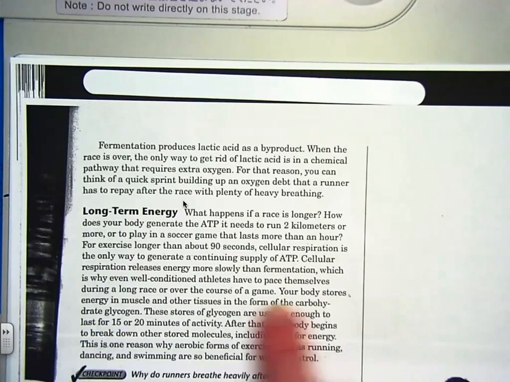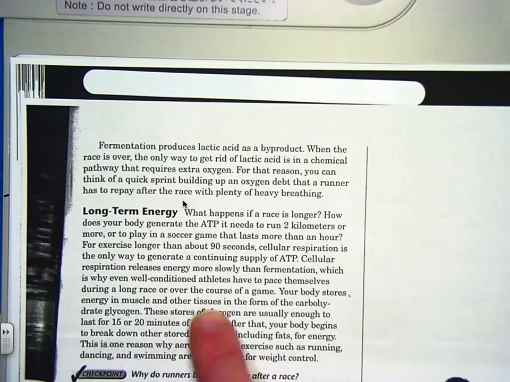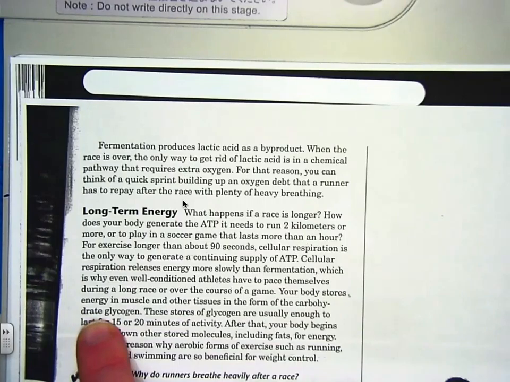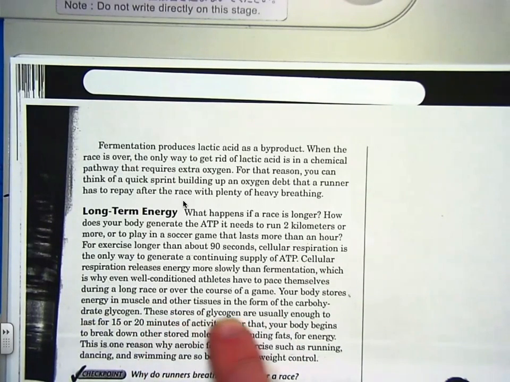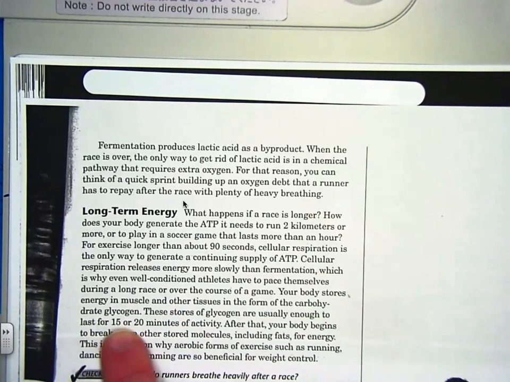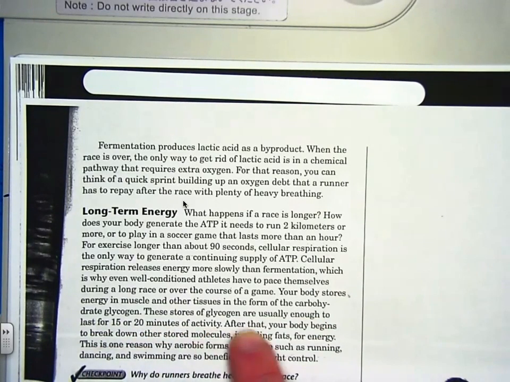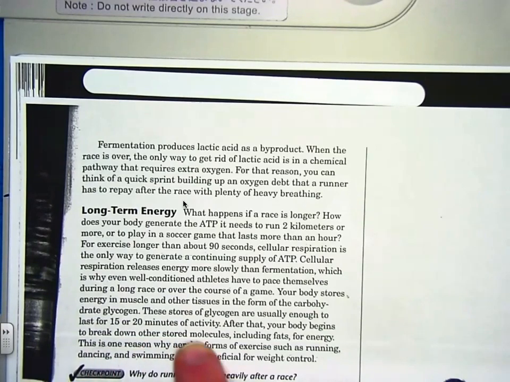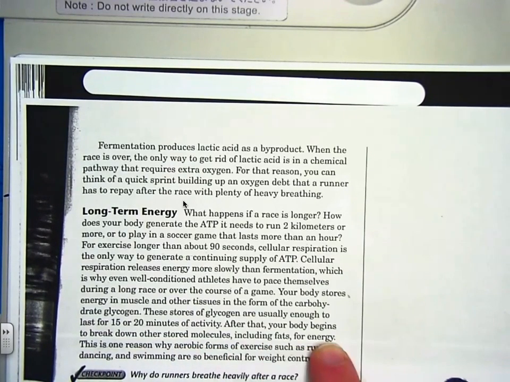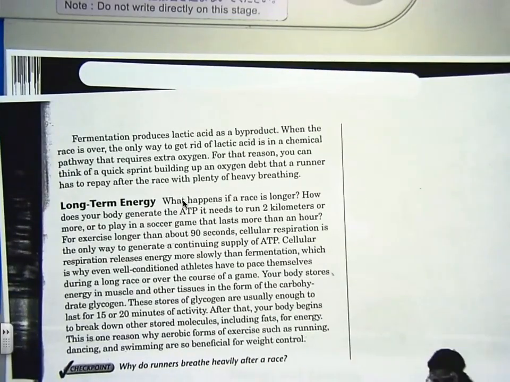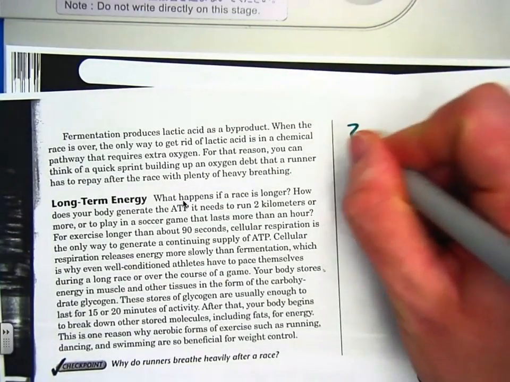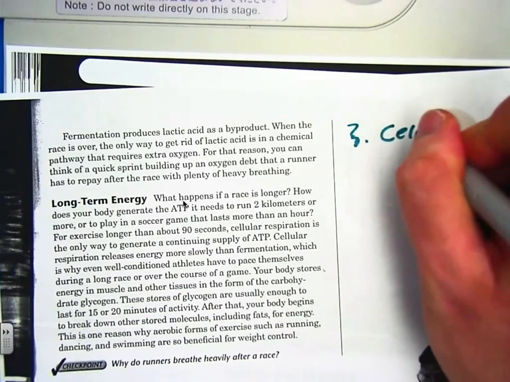Your body stores energy in muscles and other tissues in the form of the carbohydrate glycogen. These stores of glycogen are usually enough to last for 15 or 20 minutes of activity. After that, the body begins to break down other stored molecules, including fats, for energy. This is one reason why aerobic forms of exercise such as running, dancing, and swimming are so beneficial for weight control. Okay, so the third one, class, you got it, is cellular respiration.